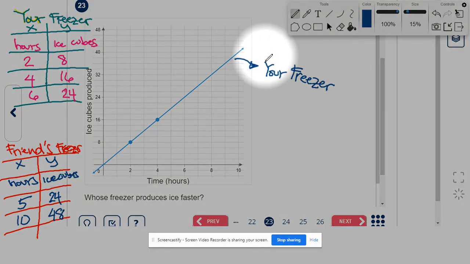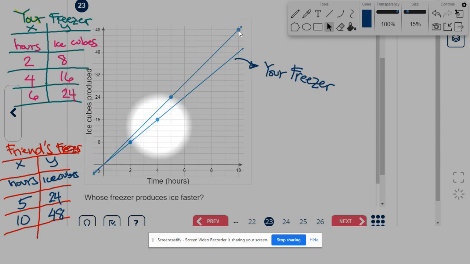All right, let's try the next ratio relationship. For 5 hours, 24 ice cubes. So for 5, that's between 4 and 6, so that's 5, 24. So we go up 24, and this is where 24 is. You see that? 24. Make sure that you're being accurate. Next, for 10 hours, your friend's freezer produces 48 ice cubes. For 10, we go all the way up, and this is where 48 is, and it connects the line.